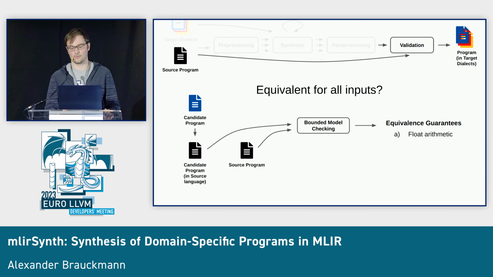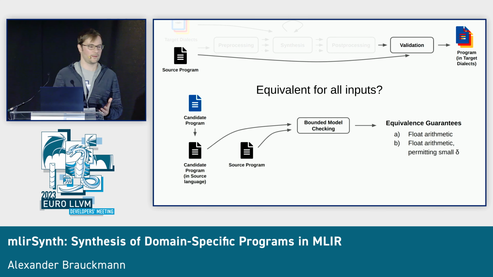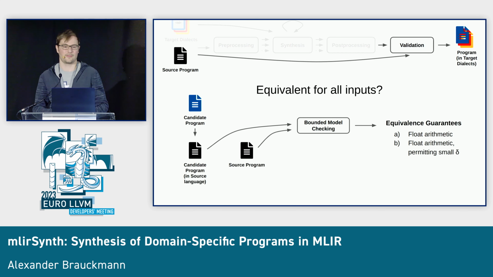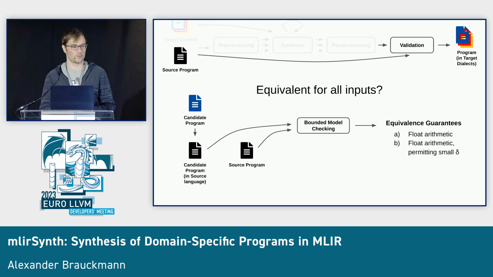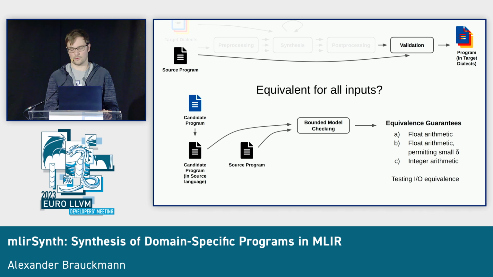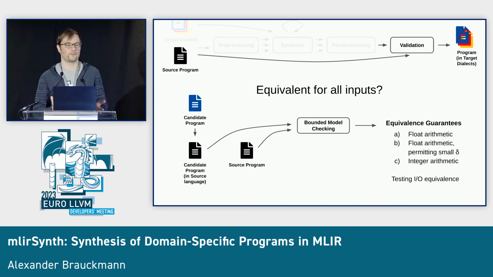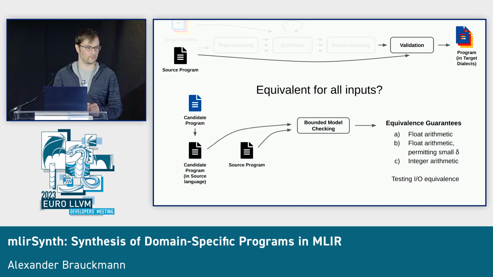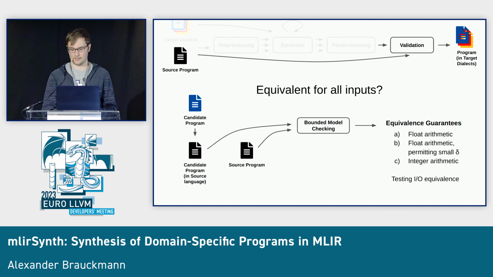And we run it using floating point arithmetic, permitting a small delta, because there can be rounding errors when you reorder floating point operations. And we also check for integer arithmetic. And of course, we have the tested I/O equivalence. And in the end, the user can specify what requirement he needs, and then the replacement can happen or not, basically.